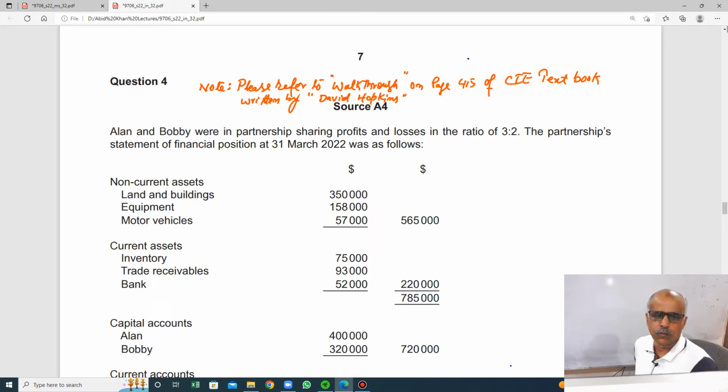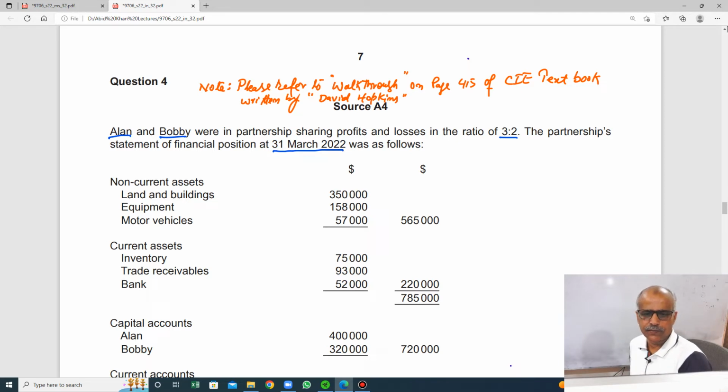Ellen and Bobby were in partnership sharing profits and losses in the ratio of, these are the two partners, Ellen and Bobby. Their profit sharing ratio is 3:2. The partnership's statement of financial position at 31st March 2022 was as follows. These are the financial statements, the statement of financial position of the partnership, Ellen and Bobby.